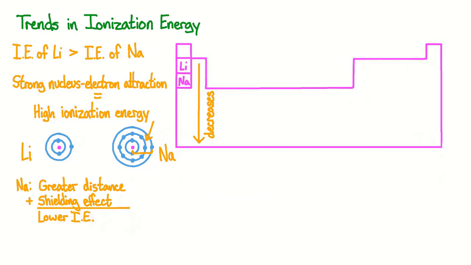Now let's take a look at the horizontal trend in ionization energy. In general, ionization energy increases as we move left to right, although there are a couple exceptions to this pattern that we will cover in a moment. To investigate the nature of this trend, let's take a look at the elements cobalt and nickel.